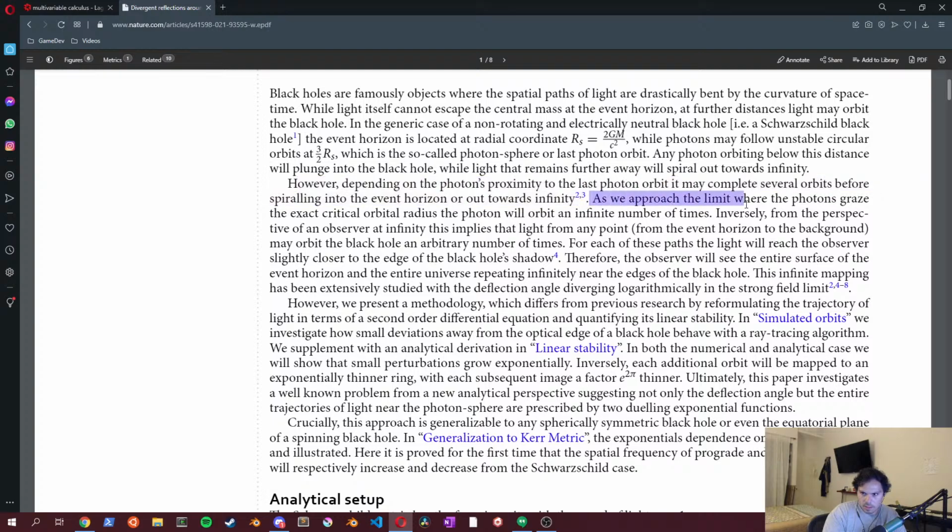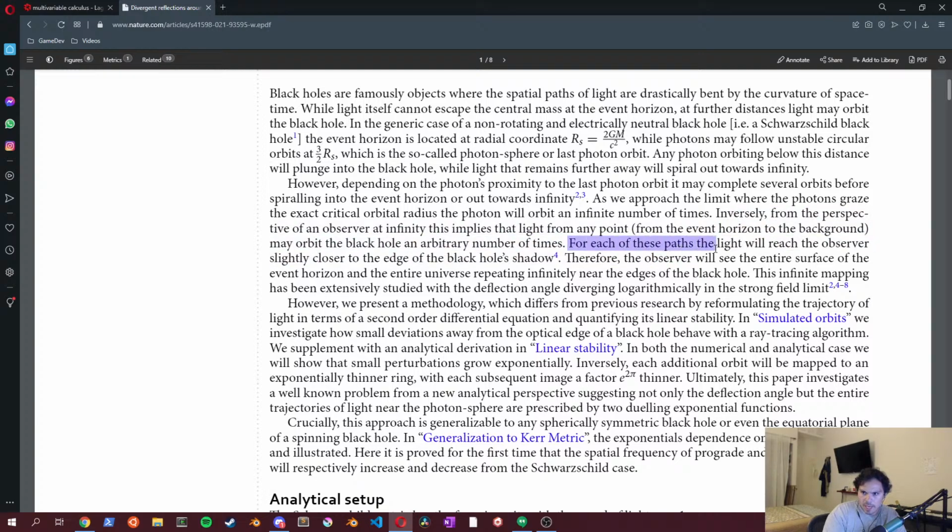Why is this "conversely"? As we approach the limit where the photons graze the critical orbit, they'll go an infinite number of times. Inversely, from the perspective of an observer at infinity, this implies light from any point may orbit the black hole an arbitrary number of times. Okay, I'm not sure. This sentence confuses me.